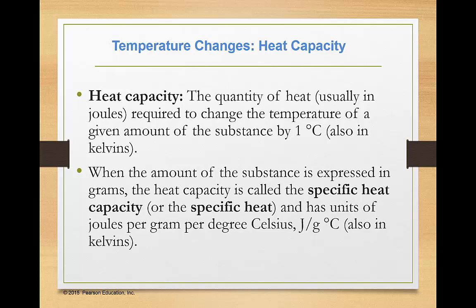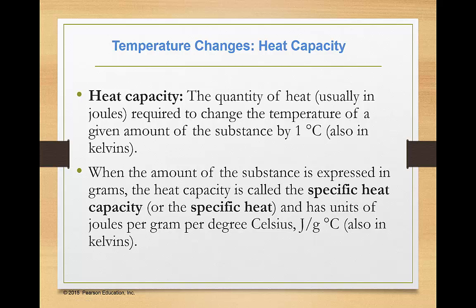And now heat capacity is going to be different depending on the substance that you're looking at. Each substance, each piece of matter, pure substances, will have its own heat capacity. So when you have an amount of substance and you express it in grams, the heat capacity would be known as the specific heat capacity. You may also see that abbreviated as SH or SHC.